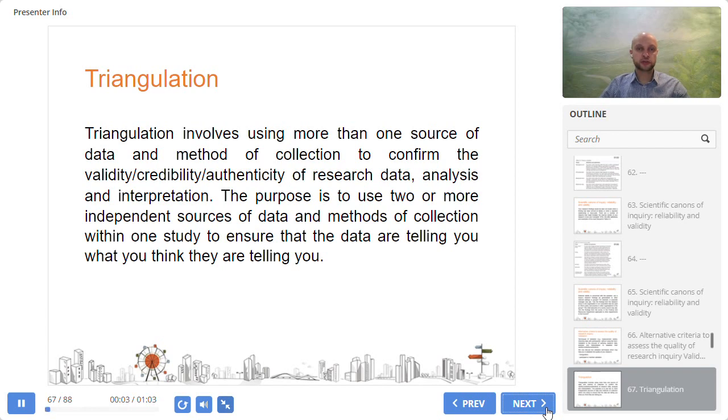Triangulation involves using more than one source of data and method of collection to confirm the validity, credibility, and authenticity of research data, analysis, and interpretation. The purpose is to use two or more independent sources of data and methods of collection within one study to ensure that the data are telling you what you think they are telling you.